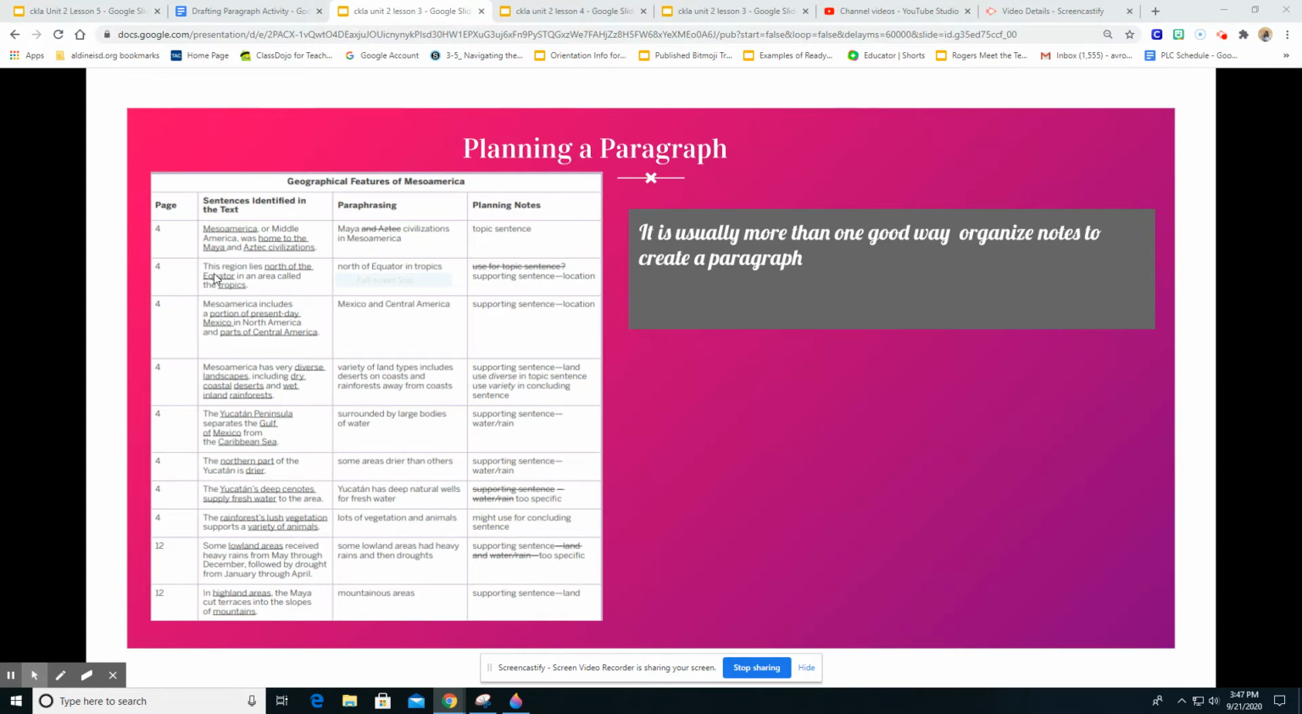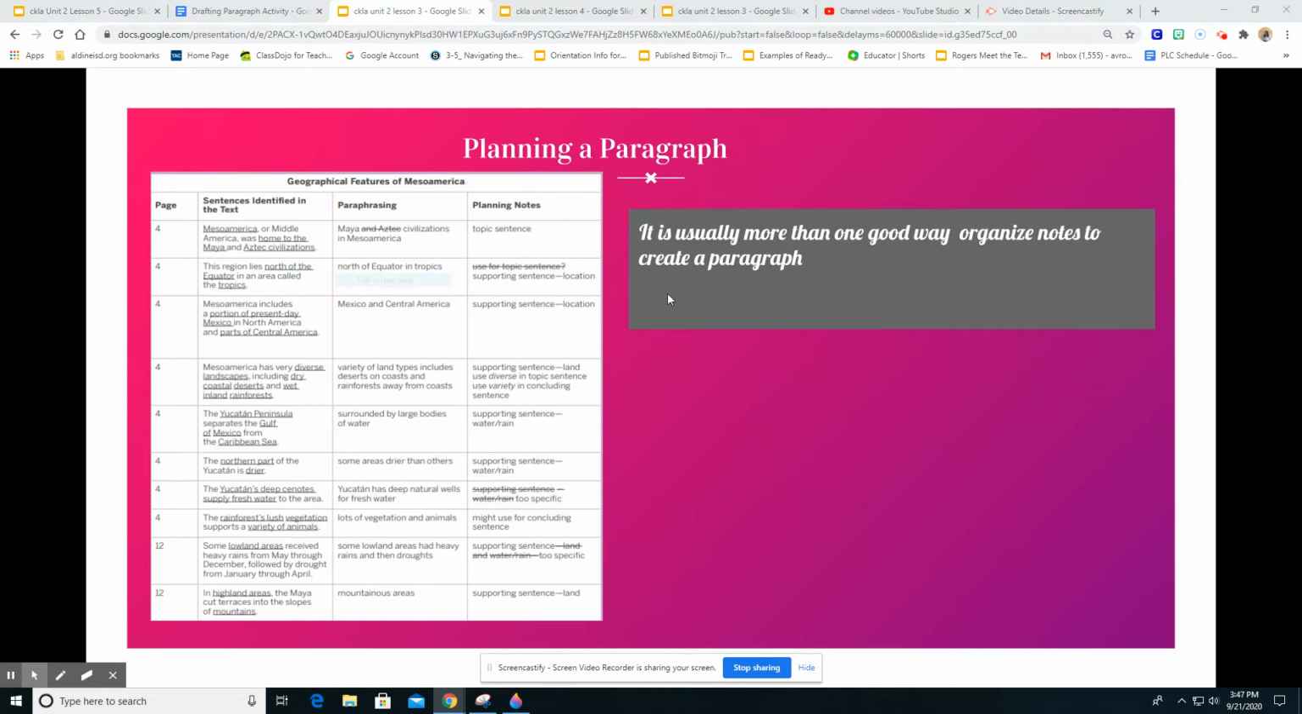As I move down to the next one, it says the region lies north of the equator in an area called the tropics. So I can cut out some of those things and just say north of the equator. And this would be a supporting sentence because it's telling me the location of this geographical feature. So as you're paraphrasing, you can cut, you can add. As you move down, you see that I put notes here, supporting sentence, and that I like the word diverse and certain things. So it's a writing process.